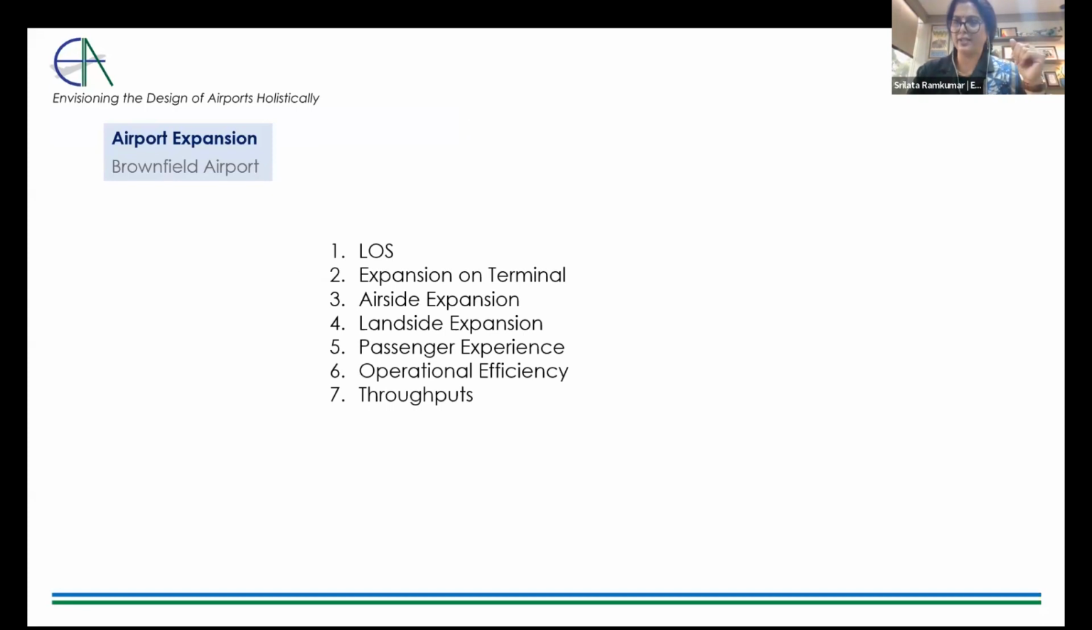These all things I've already explained, the level of service. And when an expansion of an airport terminal is envisaged, it could be on the air side, it could be on the land side, it could be for the passenger experience. Passenger experience is a very important thing. Sometimes they want to just give a very good feel-good factor. I'll give you some examples for that later. And operational efficiency and throughput. There are many reasons why a brownfield airport is envisaged.